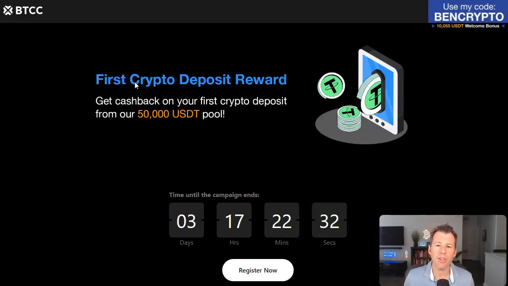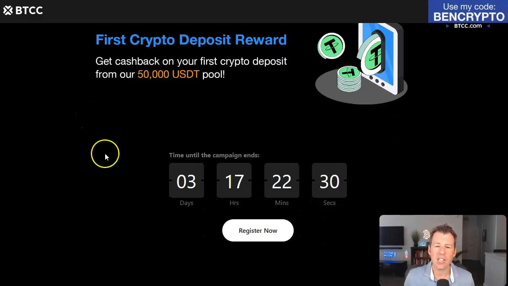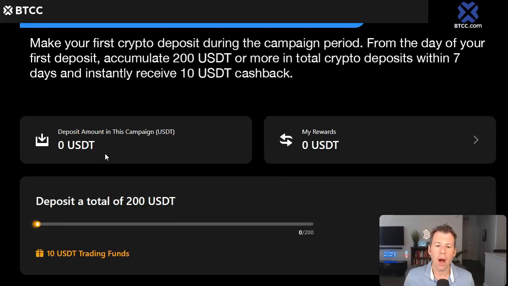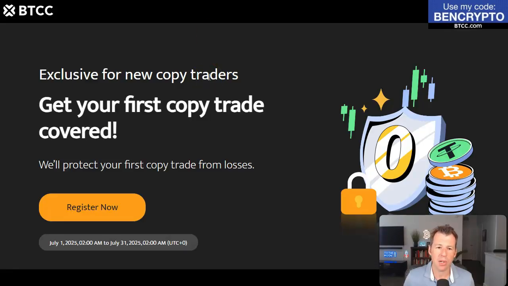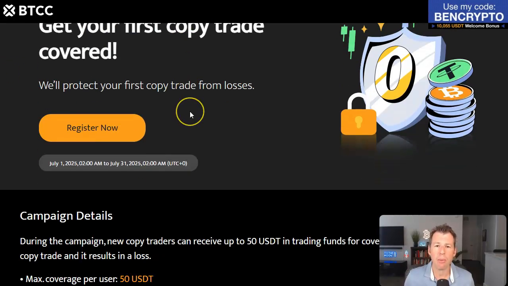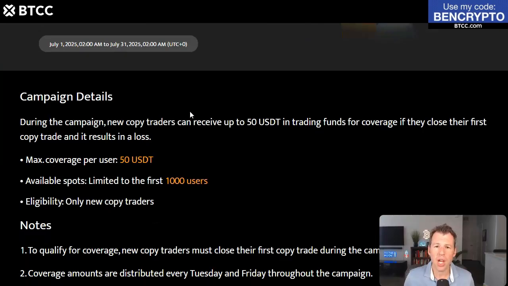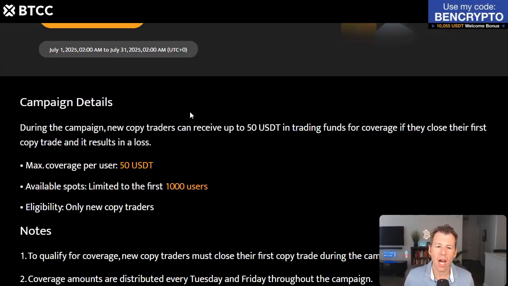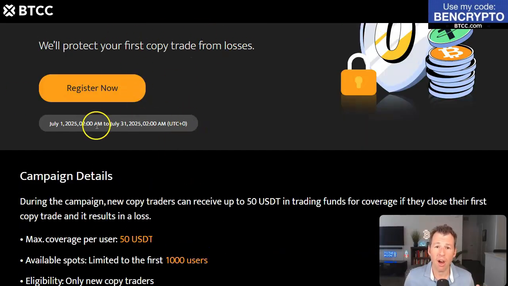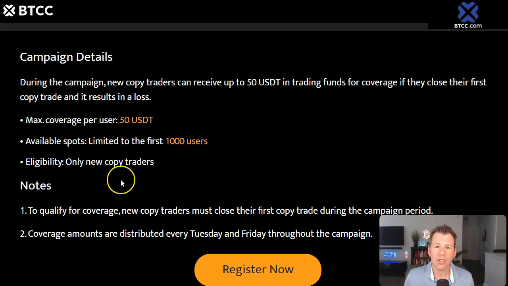This one's for anyone. The first crypto deposit reward pool, it has about 3.5 days left. If you deposit $200, you get $10 cashback. That one is just short and sweet, pretty simple. The copy trading loss program, this is pretty cool. This is for first-time copy traders. If you open up a copy trading position during the month of July, so about 4 or 5 days left, and that results in a loss, BTCC will cover the first $50 of that loss.